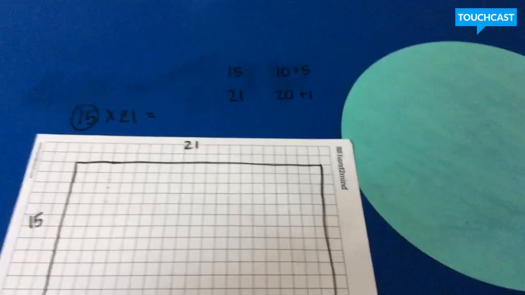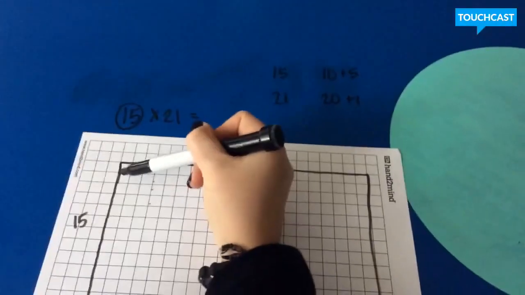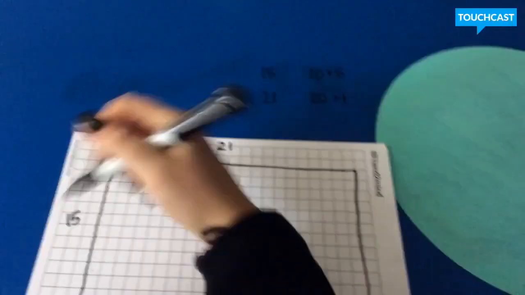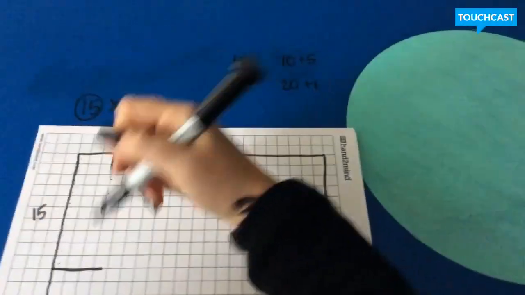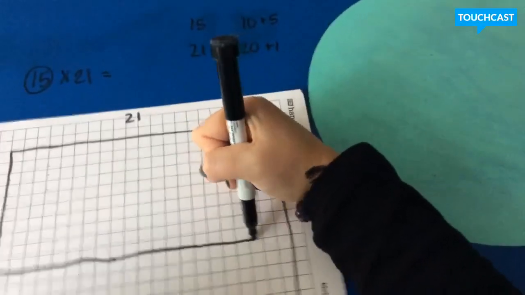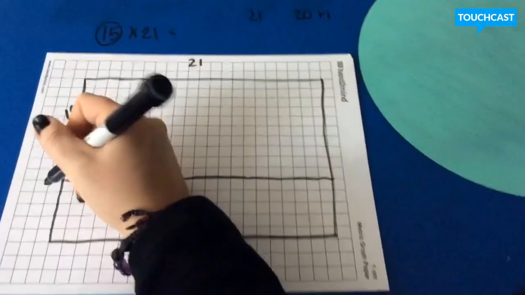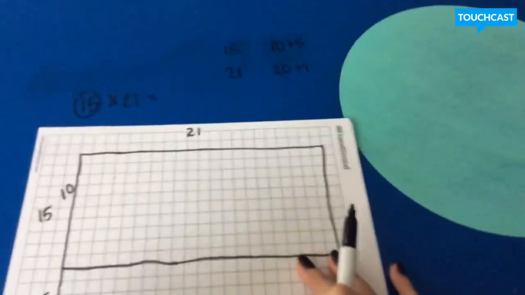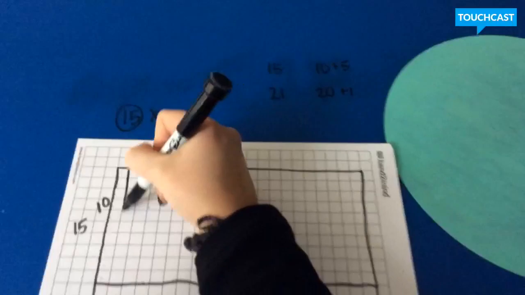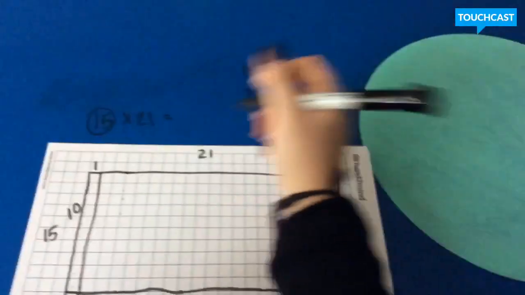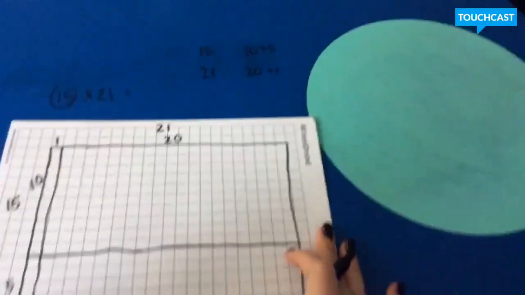So let's do 1, 2, 3, 4, 5, 6, 7, 8, 9, 10. And I'll break this apart. So now I have 10 and 5. Then I'm going to break it into my tens and ones again. And we'll just do this. That's 1. And the rest is 20.